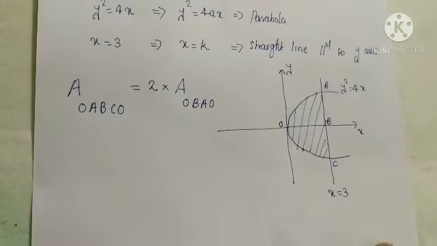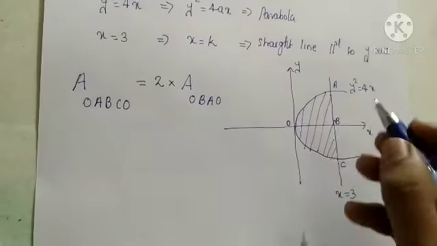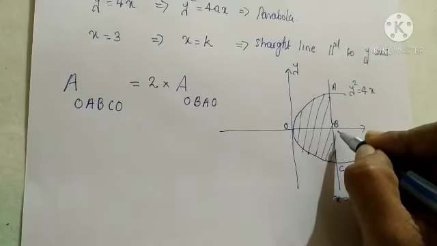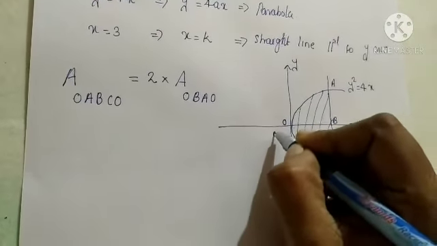Okay, so next we need to find out the coordinates of O, A and B. Okay, and we know that the coordinate of O is 0, 0, right?